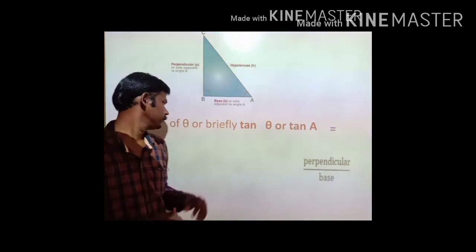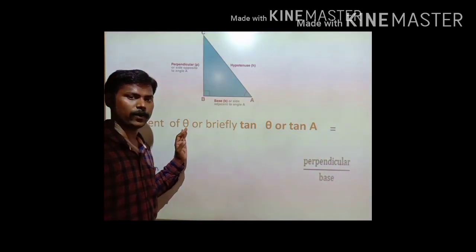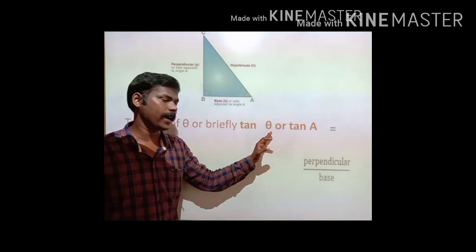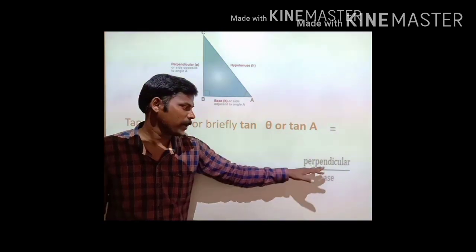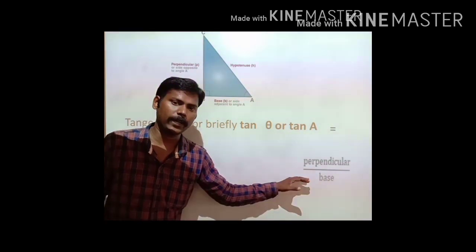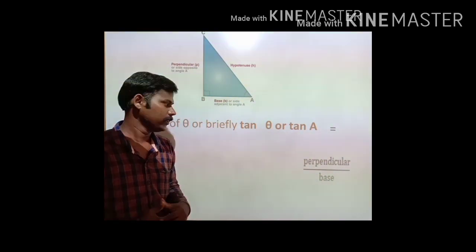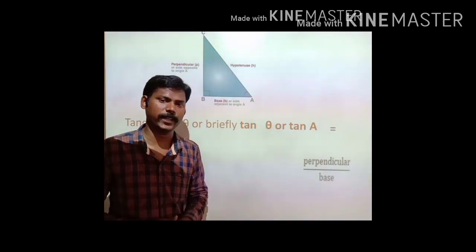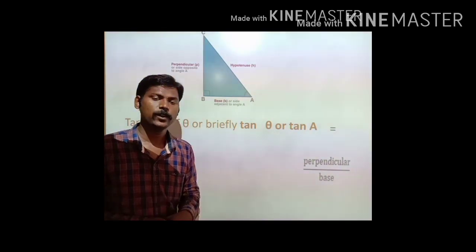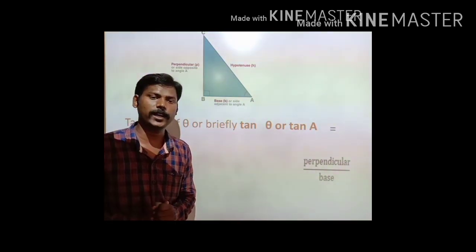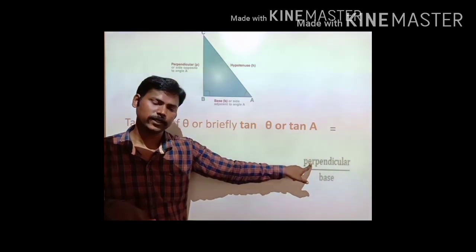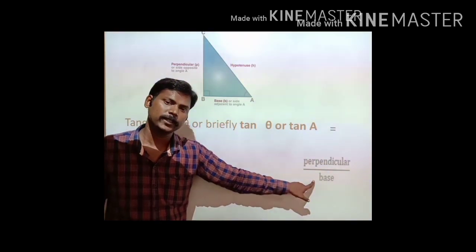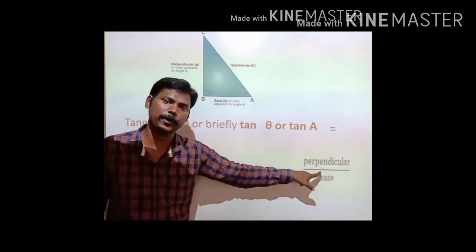Next we have tangent of theta. What is the tangent of theta? Tangent of theta or tan theta can be expressed as perpendicular by base. Otherwise, tan theta or tan A can be expressed as sin A by cos A. Why? Because sin A means what we learn? Perpendicular by hypotenuse. Cos A, what we learn? Base by hypotenuse. So when the ratio by ratio is given, the denominator cancels.